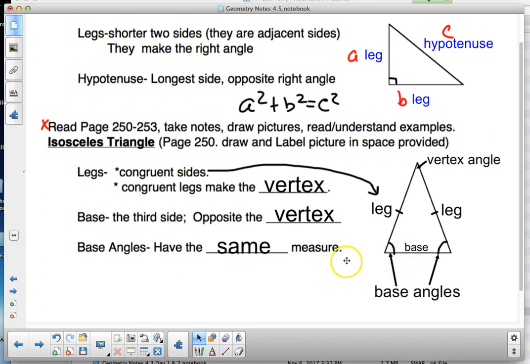I'm going to let you in on a little secret. When I have three sides that are the same, I have three angles that are the same, because the sides are across from the angles that are the same. If I have two sides the same, I will have two angles that are the same. If no sides are the same, I will have no angles the same in triangles. Just a little FYI. But this is an isosceles triangle, and this is us doing the anatomy of an isosceles triangle.